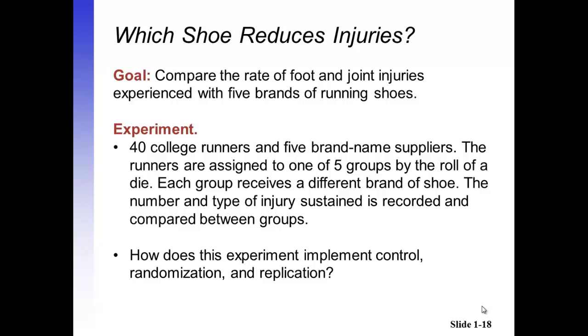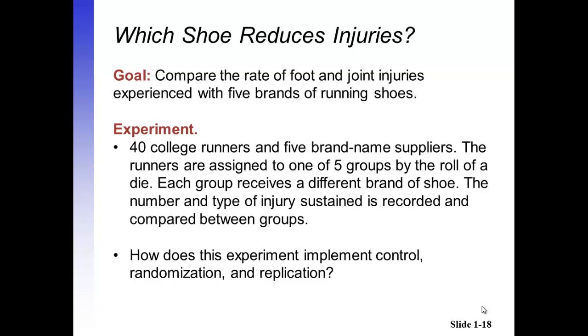Suppose we wanted to answer this question: which kind of running shoe reduces injuries? Our goal might be to compare the rate of foot and joint injuries that are experienced by using 5 different brands of running shoes. Well, an experiment could be designed in the following way. Suppose we had 40 competitive college runners who were our subjects and 5 brand name shoe suppliers. The runners would be assigned to one of the 5 groups, say by the roll of a die. Each group would receive a different brand of shoe, and the number and type of injury that is sustained within the group would be recorded and then compared between the groups.